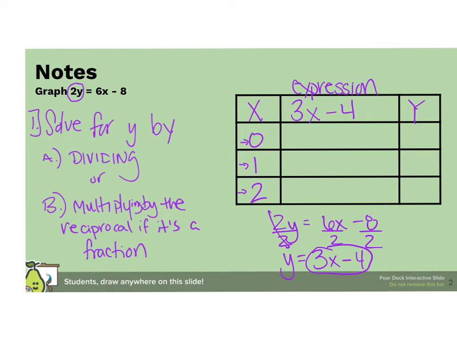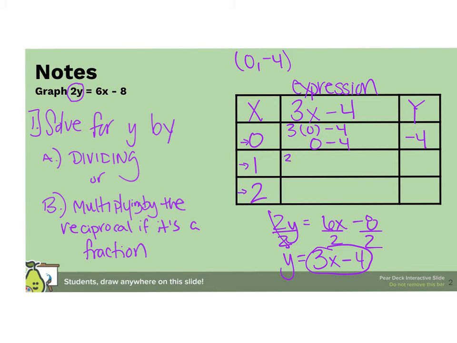So we're going to use parentheses first. So 3 parentheses minus 4. What number are we substituting for x? 0. 0 times anything is 0. 0 minus 4 is negative 4. Our first ordered pair, when x is 0, y is negative 4.